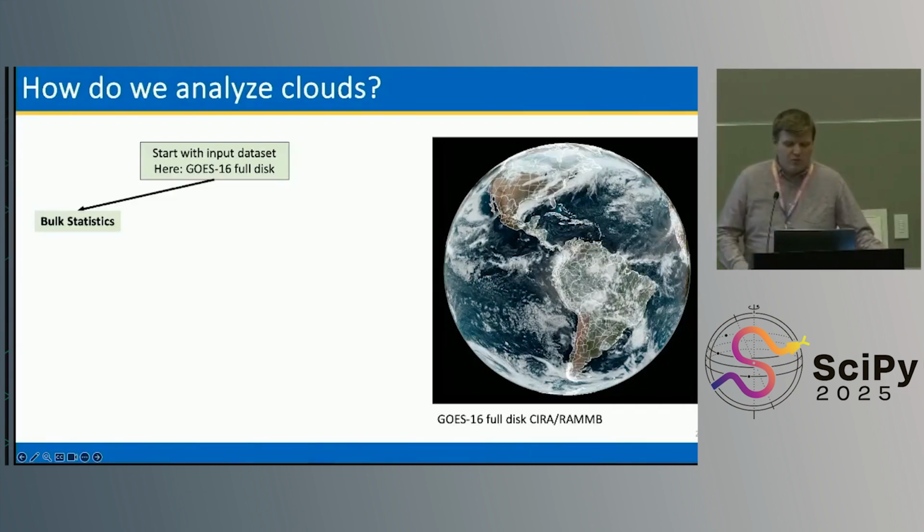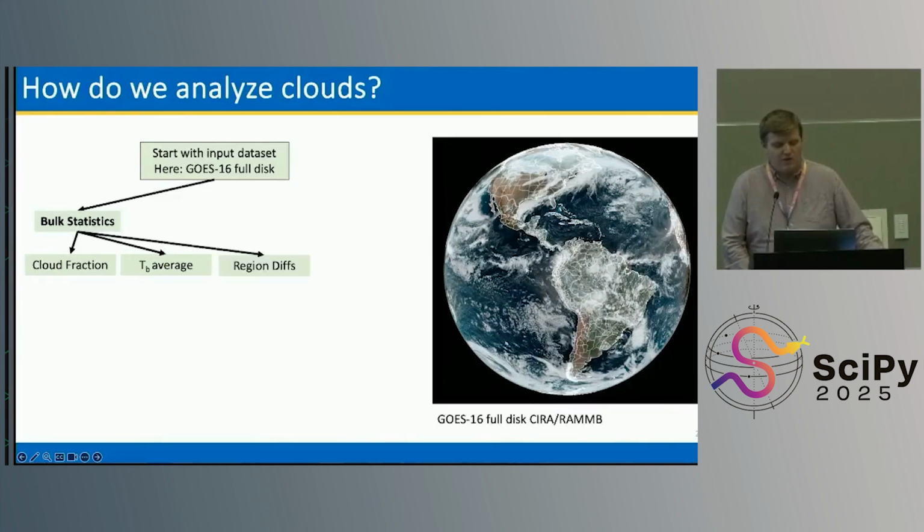in a variety of different bands. So one of the ways we can analyze clouds is by doing bulk statistics. Things like cloud fraction in a given area, how much of it's covered by cloud versus how much of it's not. Brightness temperature average, I'm not going to go into detail what that means. Think about it as cloud top height. Things like what is the average cloud top height, what is the maximum cloud top height. We can look at differences in regions. We can say what are the clouds looking like over the Seattle-Tacoma area versus what are the clouds looking like over the southeast right now. We can look at things like histograms.